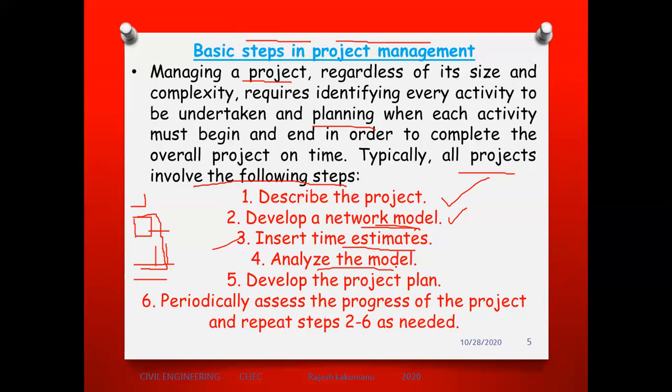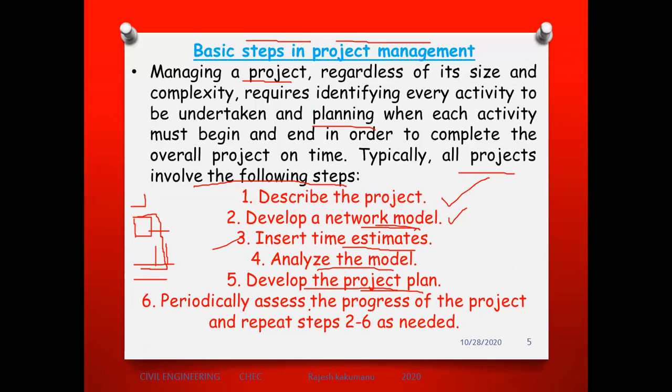Next, analyze the model. Analyzing means once you have seen the description of the project, how it is developing, and the time estimate, you have to analyze the model. Analyzing the model means you have to see the pros and cons, the good and bad in the project. Next, developing a project plan. Once you understand the minimum basics of the project, you have to develop your project plan: when to start, how to approach, and when to complete it. So like this, you have to develop a plan.